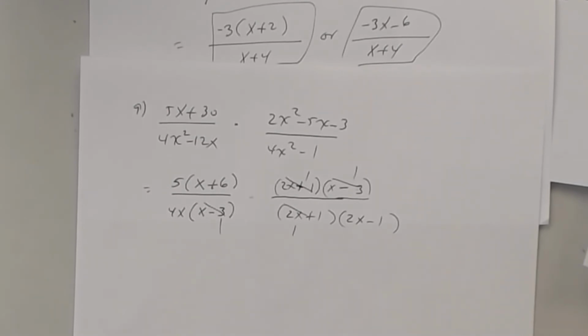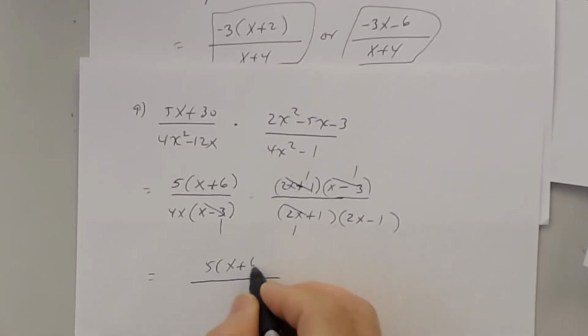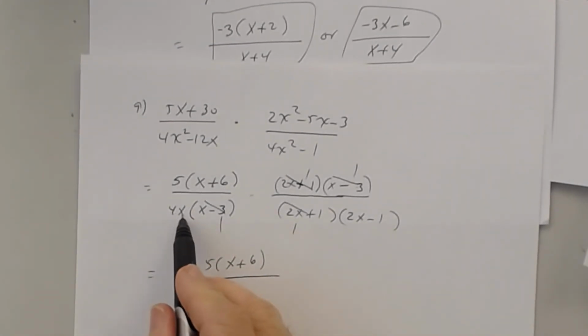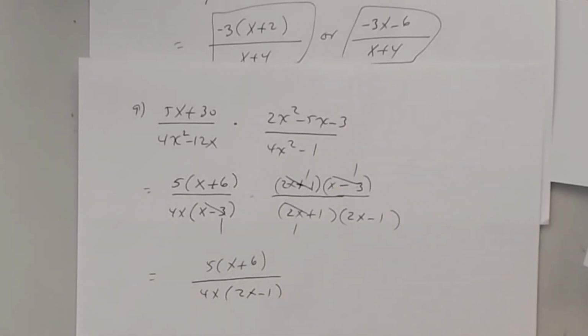Now let's write the final answer. And leave it in factored form. So how are you going to write the numerator of your answer? 5 times x plus 6. How are you going to write the denominator? Leave it in factored form. 4x times what? 2x minus 1. 4x times 1 times 1 times 2x minus 1 is just 4x times 2x minus 1. And that's all you can do.